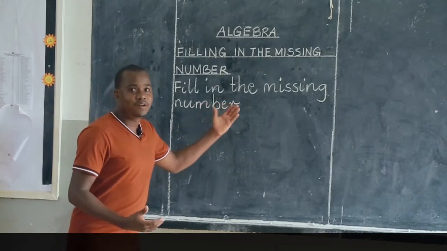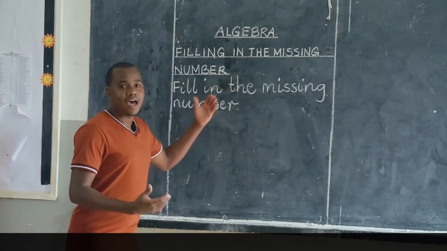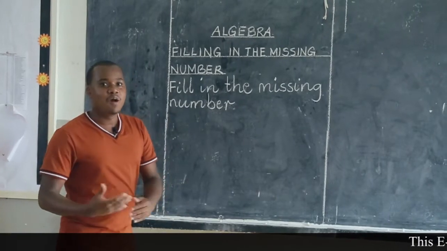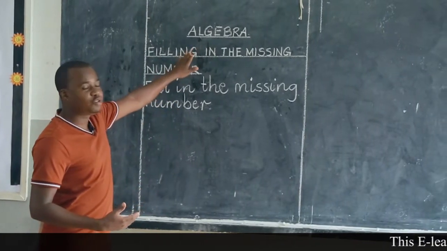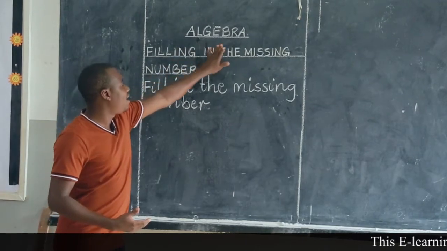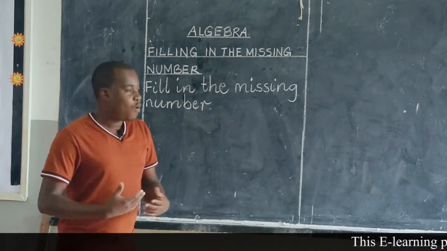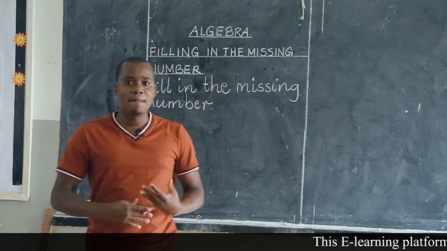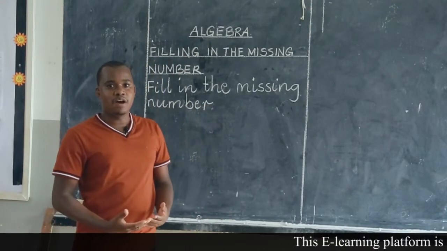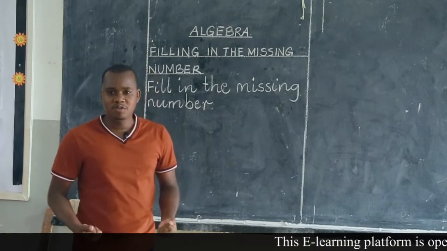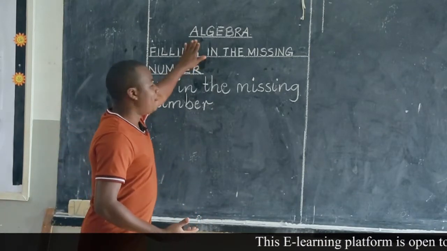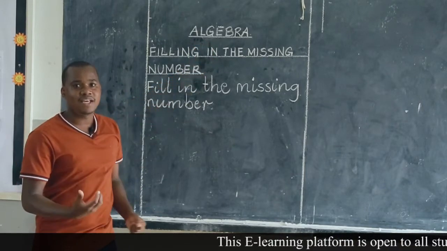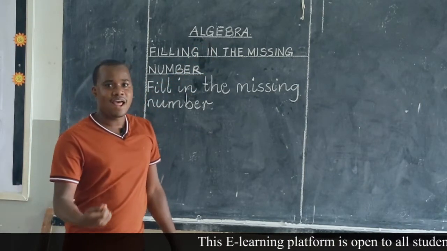We are going to begin with a new topic from where we stopped from a certain topic, so I will not go back there. Now we are going to begin with a new topic, and this topic is algebra. Now, what do we do here in algebra? First of all, we should know the meaning of the word algebra. What does it mean? My good children, algebra means the use of symbols or letters to represent numbers.